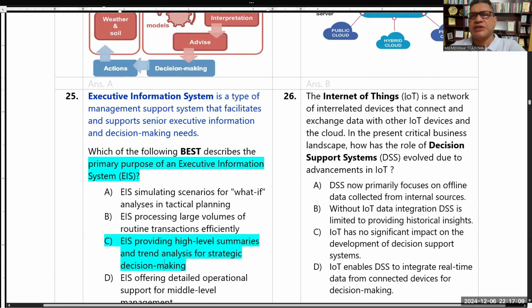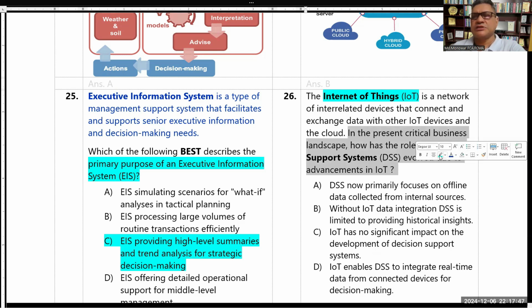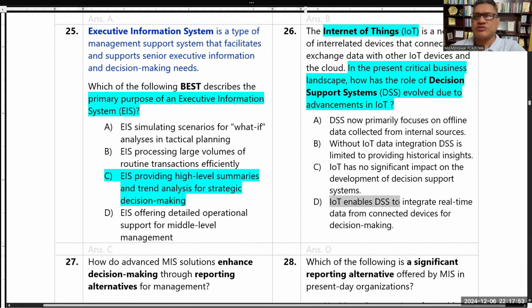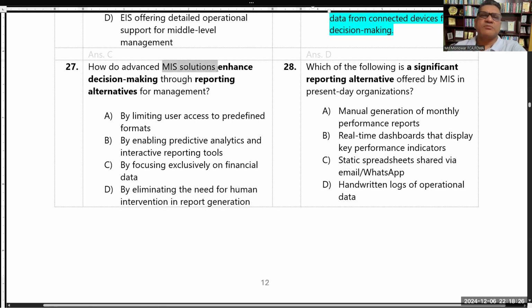IoT, the Internet of Things, is a network of interrelated devices that connect and exchange data with other IoT devices and the cloud. In the present critical business landscape, how has the role of decision support systems evolved due to advancement in IoT? Here, IoT enables decision support systems to integrate real-time data from connected devices for different types of business decision making. Also, how do advanced MIS solutions enable decision making through reporting alternatives for management?